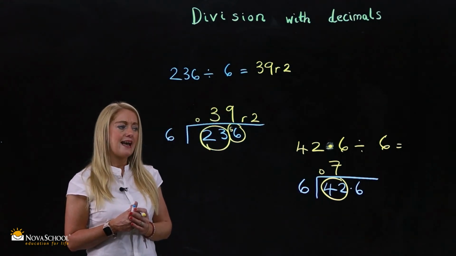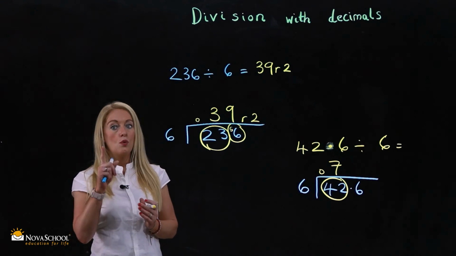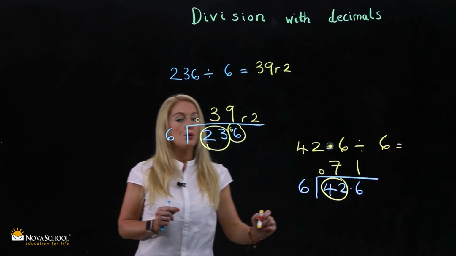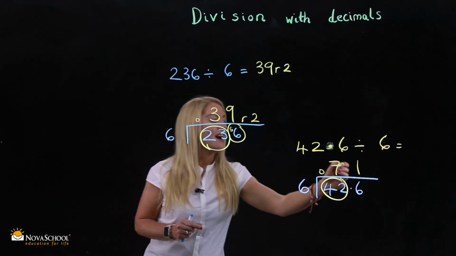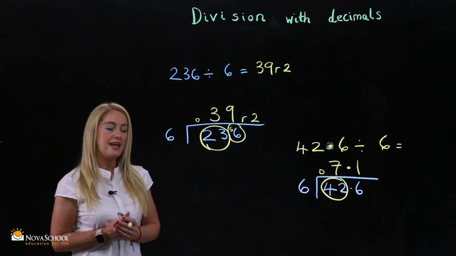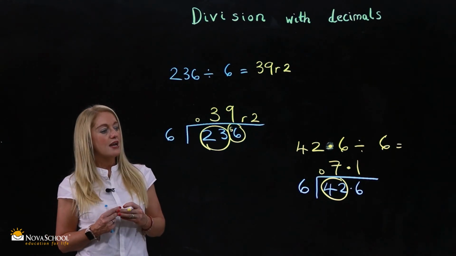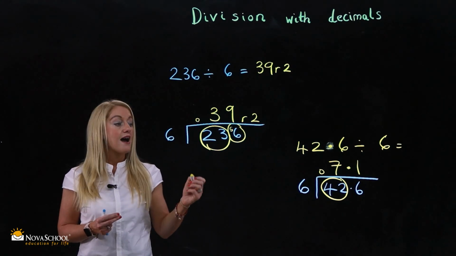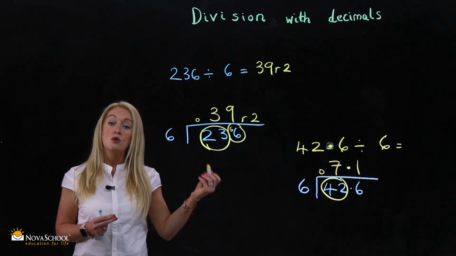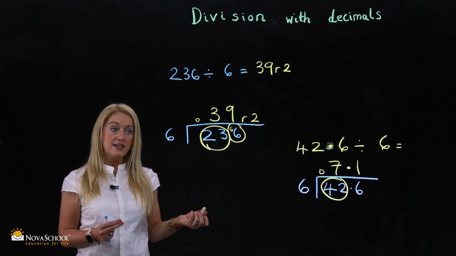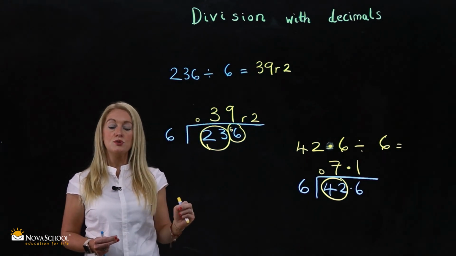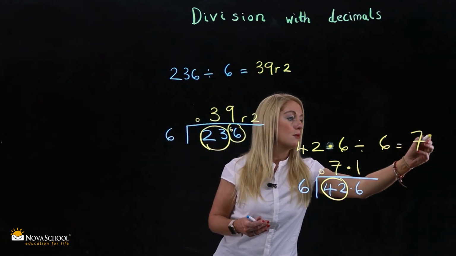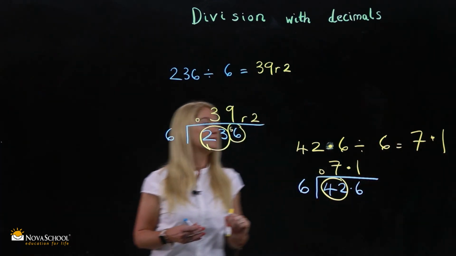How many 6s now go into 6? 1. Good. But what have we forgotten? Good memory, our decimal point. Okay? So, let's recap. How many 6s go into 42.6? 7.1. Easy method, exactly the same as when you're using a whole number. And there's your final answer, 7.1. Okay?